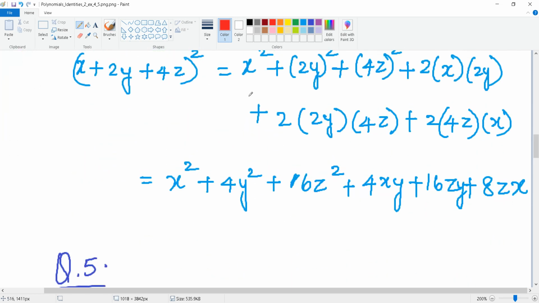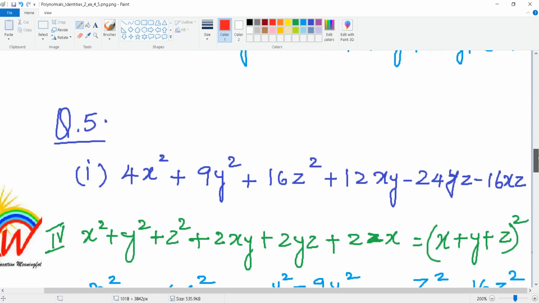So you get x square plus 2y the whole square is 4y square, plus 4z the whole square is 16z square, plus 2 2s are 4 xy, plus 2 4s are 8 zx, plus 2 2s are 4, 4 4s are 16 yz. Understood? So this is the answer. This is the expansion.